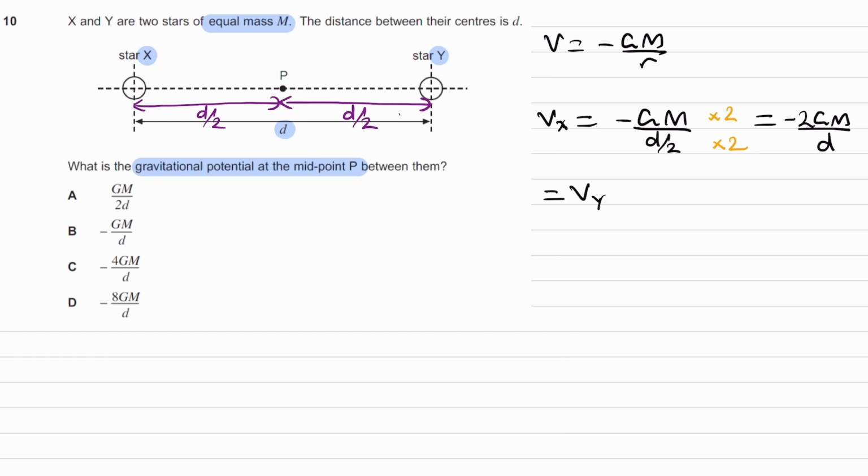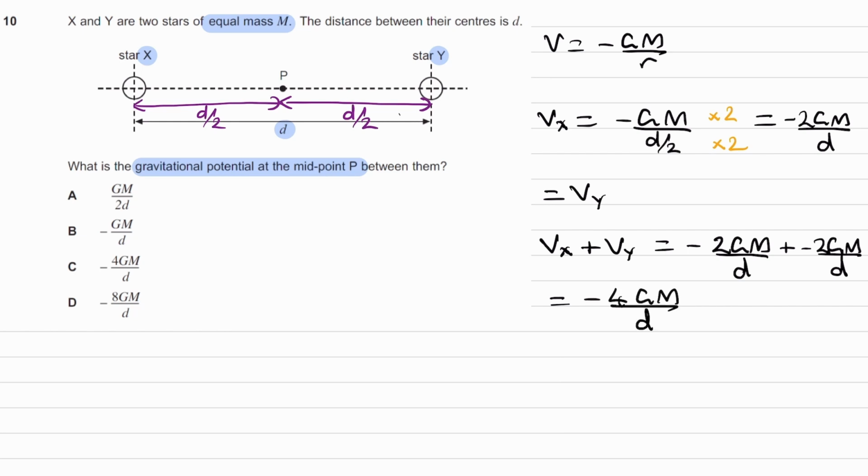This is the exact same gravitational potential for Vy. Because for star Y, the distance is just d over 2, and the mass is just M, so the gravitational potential would be exactly the same. So when doing Vx plus Vy, finding the overall potential at point P, that would just be minus 2GM over d, and then plus the exact same thing, 2GM over d, so times it by 2 basically. That will give us minus 4GM over d.